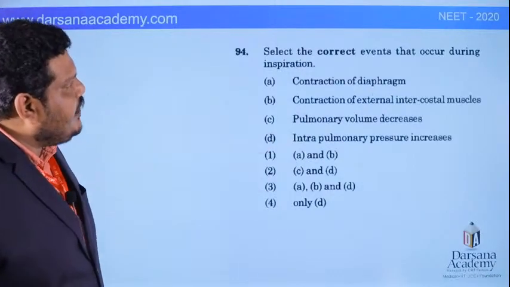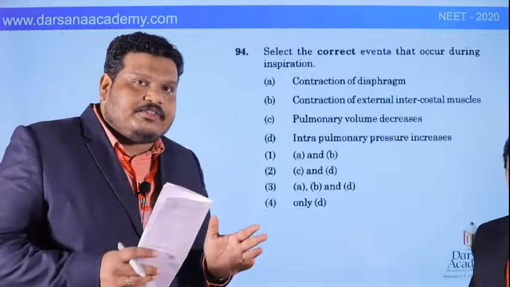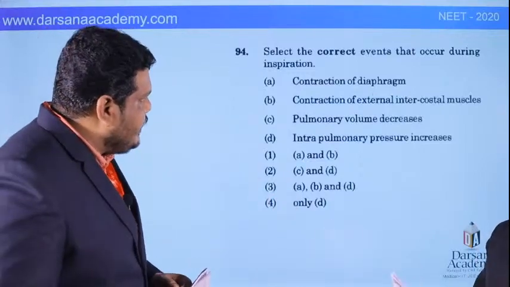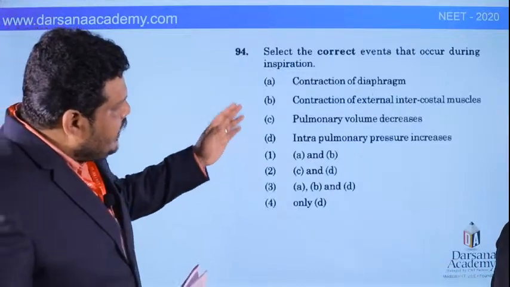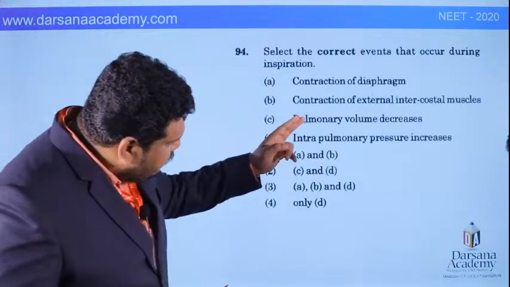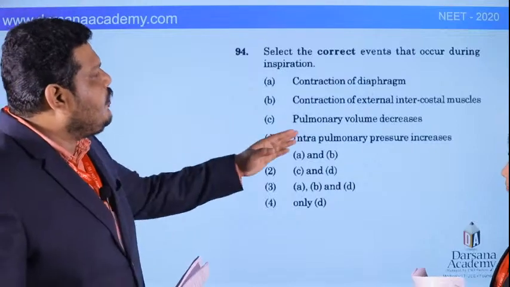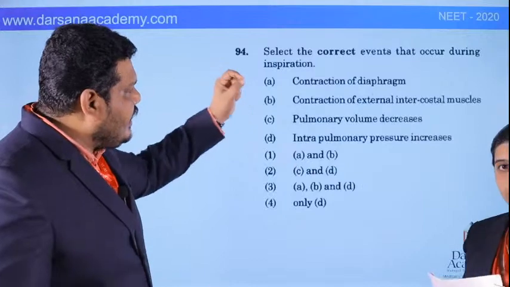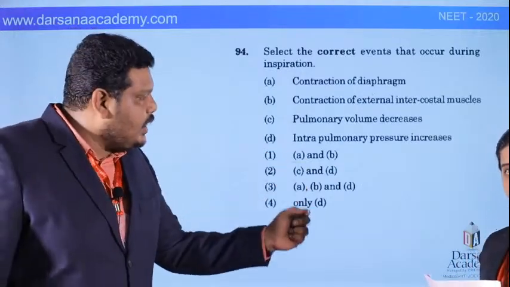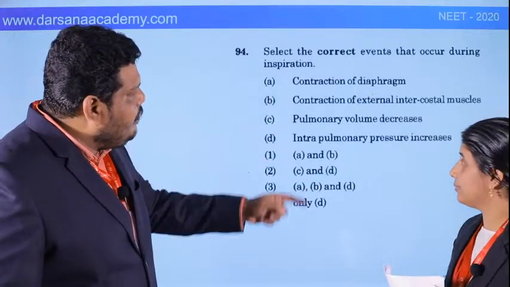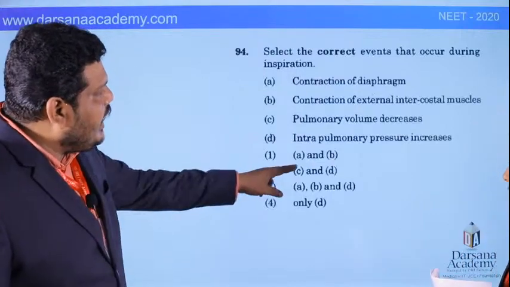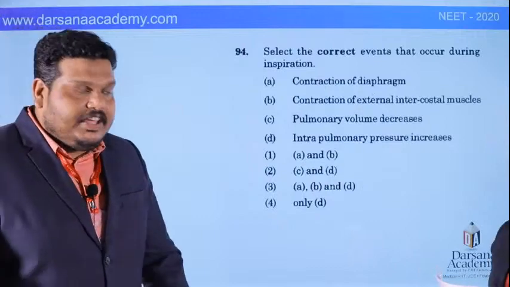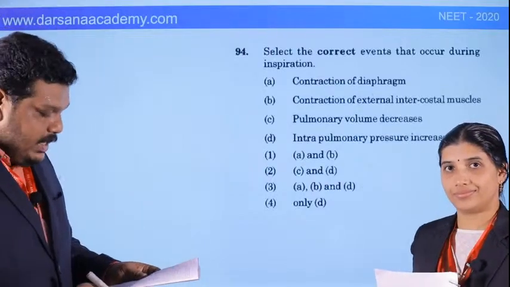Select the correct events that occur in inspiration. This is a question from the chapter Breathing and Respiration of Human Beings, a physiology chapter of the first year. So the answer should be contraction of the diaphragm, contraction of external intercostal muscles, pulmonary volume decreases, intrapulmonary volume increases. Options A and B are the correct statements from the clusters of answers. Isn't it A and B? Option number 1 is the answer. Yes, it is. Question number 94, option number 1 is the answer.